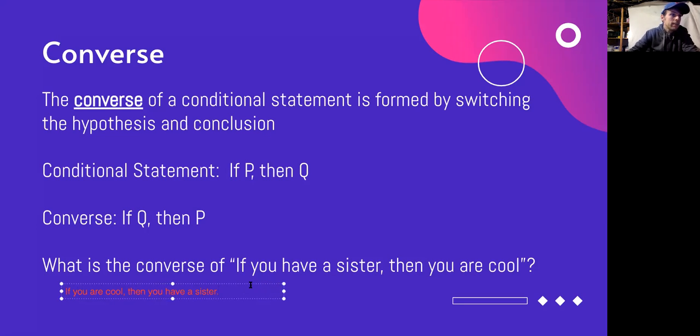Pretty easy, but I'll kind of underline things here again just to make sure that makes sense. Again, our hypothesis for our original statement was you have a sister. Our conclusion, you are cool. We switched them. So this goes first. If you are cool, then you have a sister. Converse.